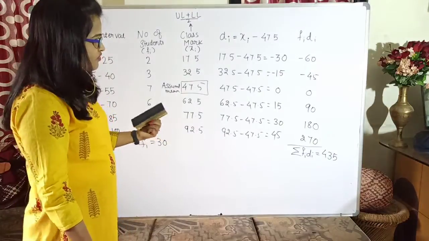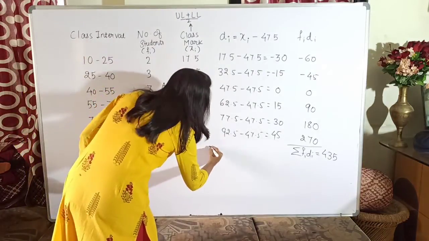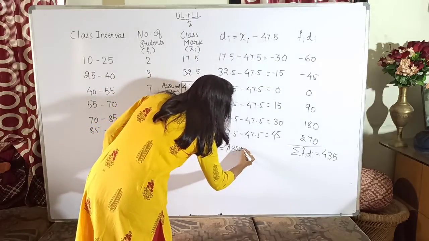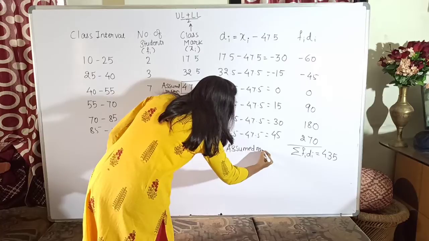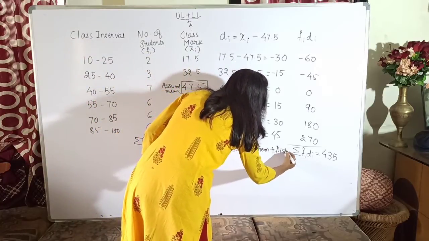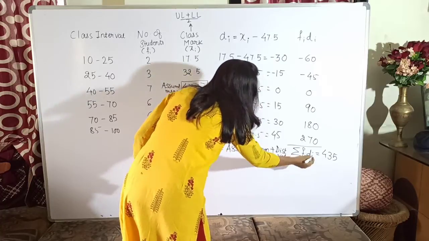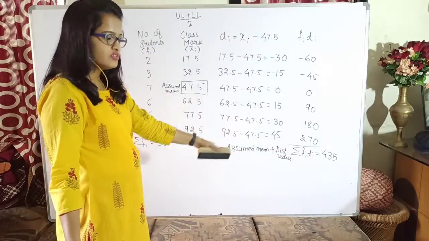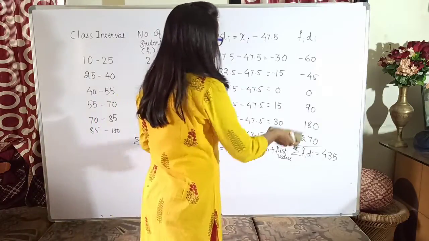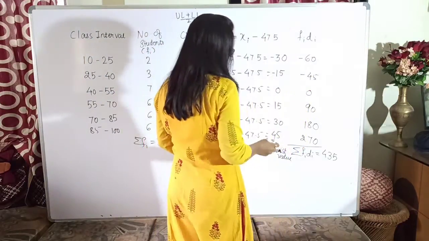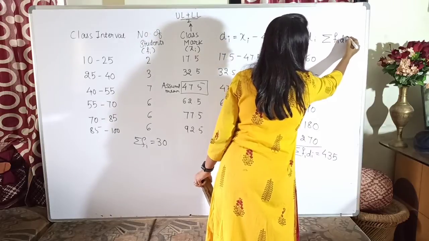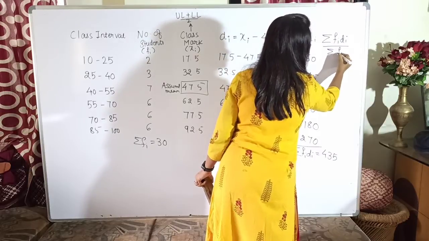Okay, but now how will I find the average? My average, x bar, is equal to the assumed mean plus the distributed value. Distributed value means whatever you are getting as the summation. Or we can frame the equation like this also. I will try to write it here: summation of fi di divided by summation of fi.